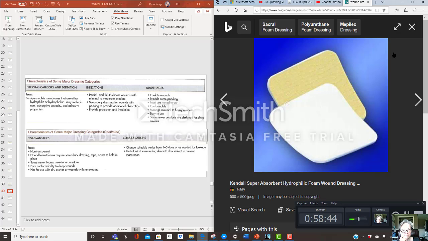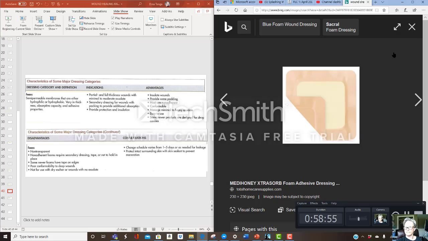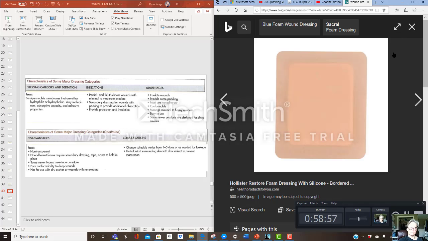Change every 1 to 5 days as needed for leakage. Protect intact surrounding skin with skin sealant to prevent maceration. And there's your foams.